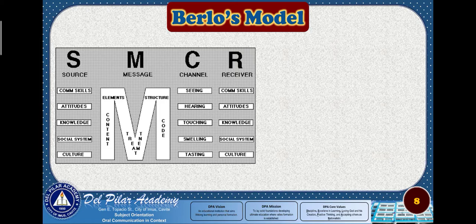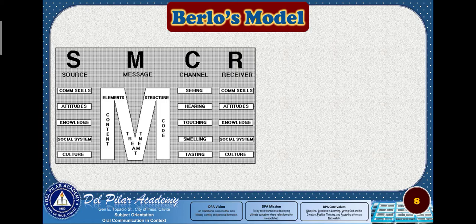In Berlo's model of communication, it has four components. We have the sender, the message, the channel, and the receiver, which are all influenced by many external and internal factors as you can see under the components. First component, we have the sender. It is the one who sends the message.